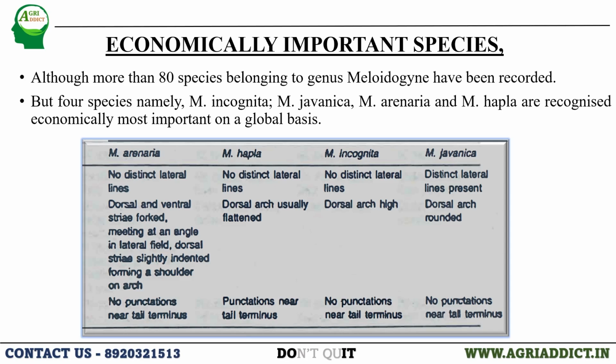Next is economically important species. In case of nematodes, we know that root knot nematodes are polyphagous in nature because they attack a wide range of hosts.